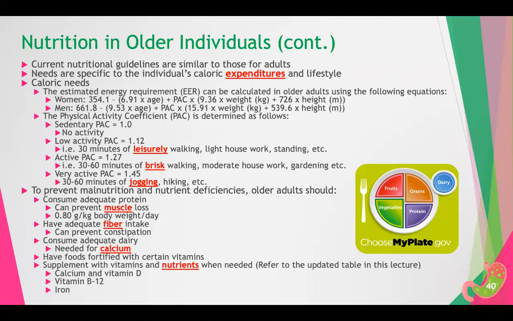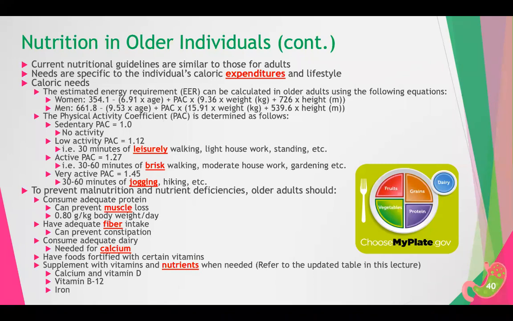So to prevent malnutrition and nutrient deficiencies, older adults should consume adequate protein. So again, our older individuals, typically as we age, we start to lose muscle mass, but we gain fat mass. So in order to help with this, the potential for losing muscle mass, we want to make sure that they consume enough protein.